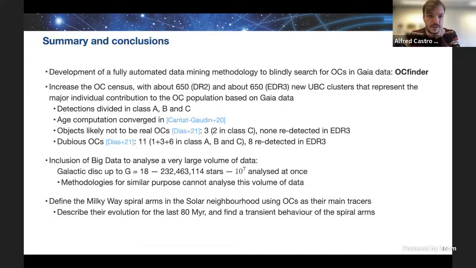Okay, and now I end with my conclusions. So basically, this is what I already said. I presented a fully automated data mining methodology to search for open clusters. We could increase the census by 650 objects in DR2 and another 650 objects in EDR3.